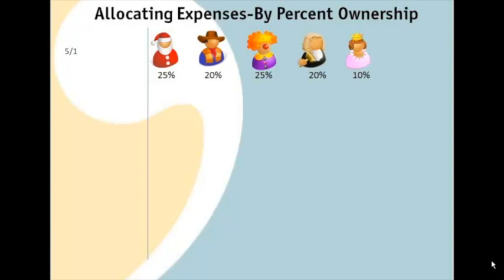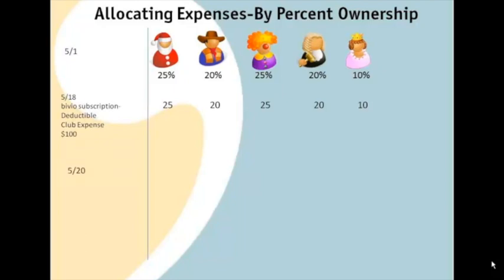Percentage ownership in your club may change each time payments or withdrawals are recorded. Here's an example. Here's a club where on May 1st, these members own these percentages of the club, and they had a deductible expense on the 18th. So it was allocated to each person based on their ownership percentage.